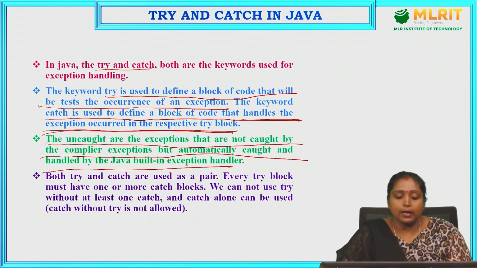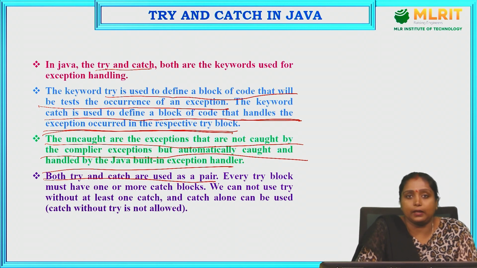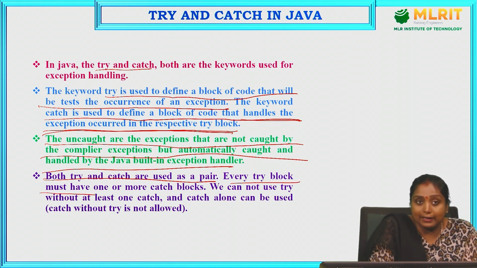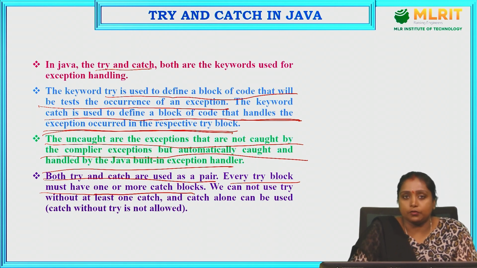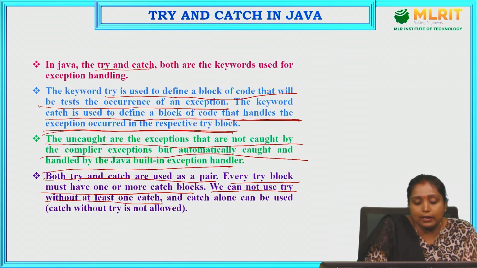Both try and catch are used as a pair. Every try block should have a minimum of 1 catch block. Every try block must have at least 1 or more catch blocks. You can have n number of catch blocks. We cannot use try without at least 1 catch block, and catch alone cannot be used.